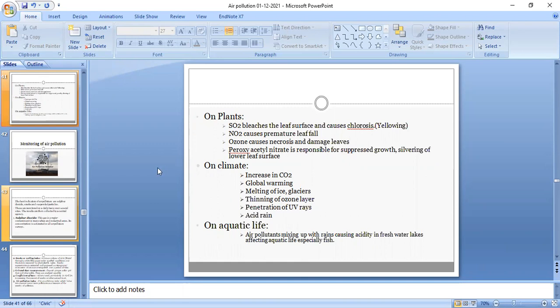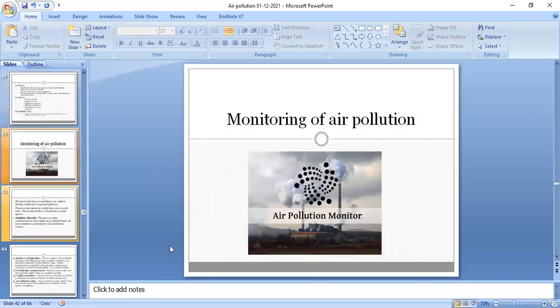The effects on climate are an increase in carbon dioxide content of the atmosphere, global warming, melting of ice and glaciers, thinning of the ozone layer, penetration of UV rays due to damaging of the ozone layer in the upper atmosphere, and acid rain. On aquatic life, the air pollutants mixing with the rains cause acidity in freshwater lakes, affecting aquatic life, especially fish. Now the monitoring of air pollution.